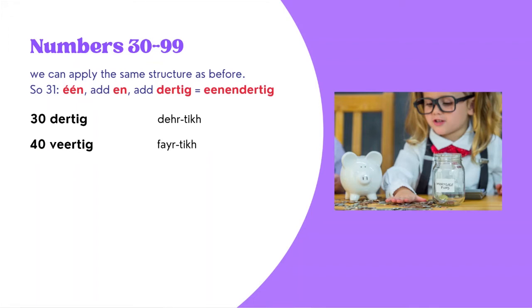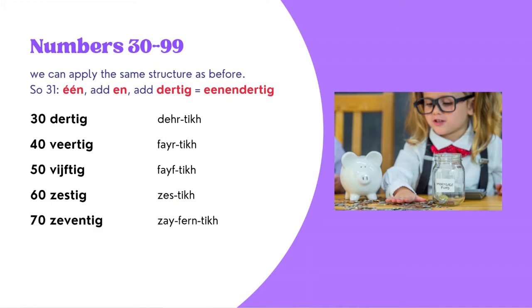Then number 40 is veertig. That is number 40. Number 50 in Dutch is vijftig. Yes. Then 60 is zestig. Then number 70 is zeventig. Then 80 is tachtig. And then 90 is negentig.